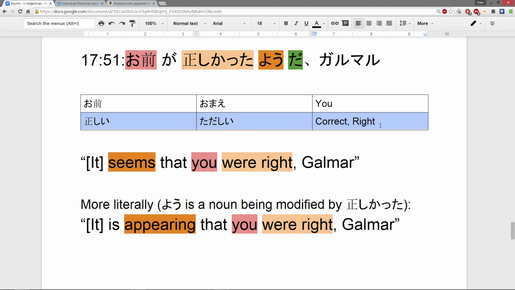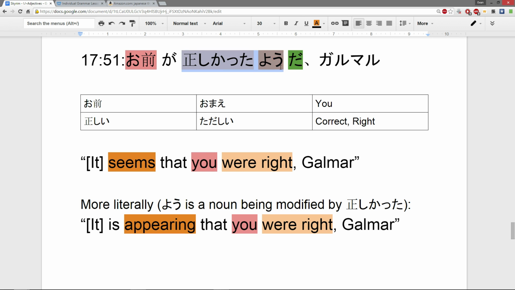Tadashi means correct, right, or even justified. Tarashikatta. This yo is a noun. So once again, we have a complement. This is the past tense of tarashi. See how the i turned into katta? And it's directly modifying the noun yo, which means in a manner of. Those three words, or four words, in a manner of, are what yo means.